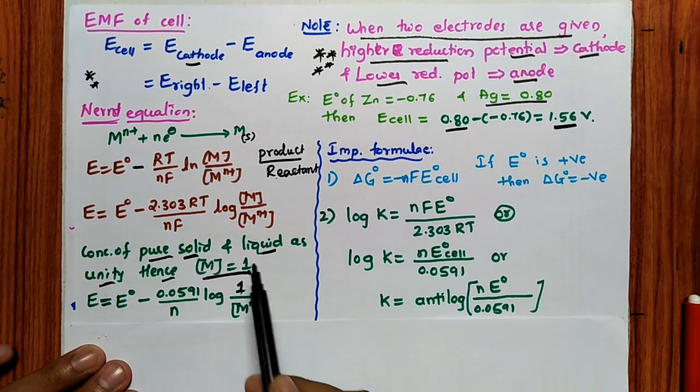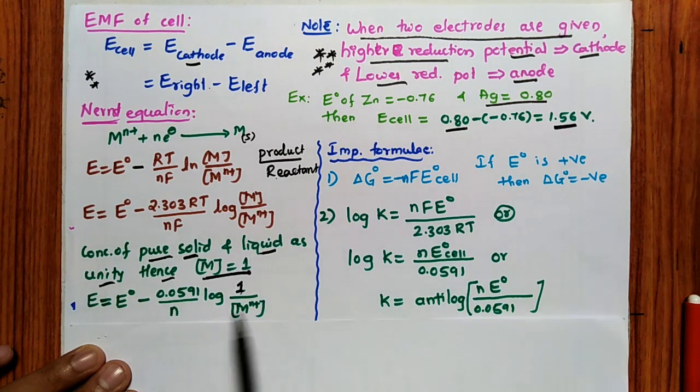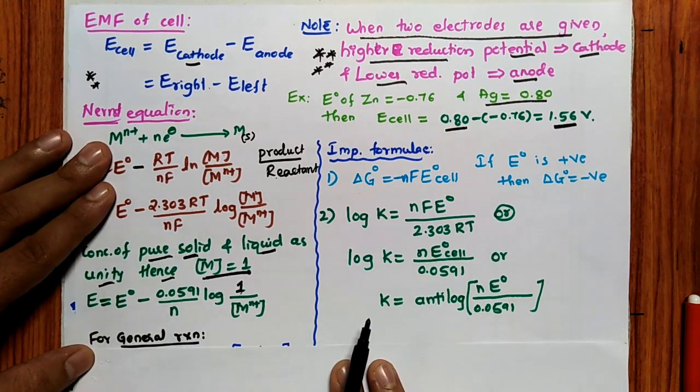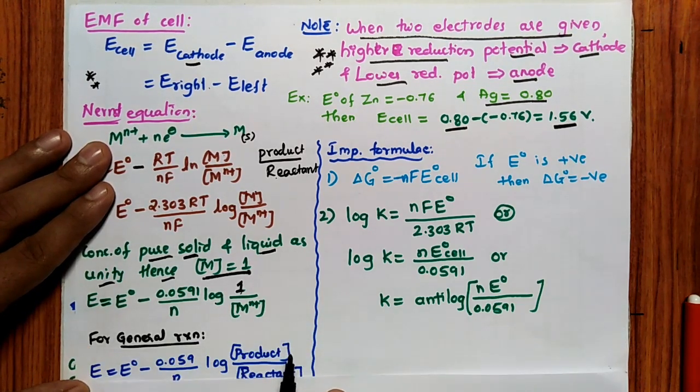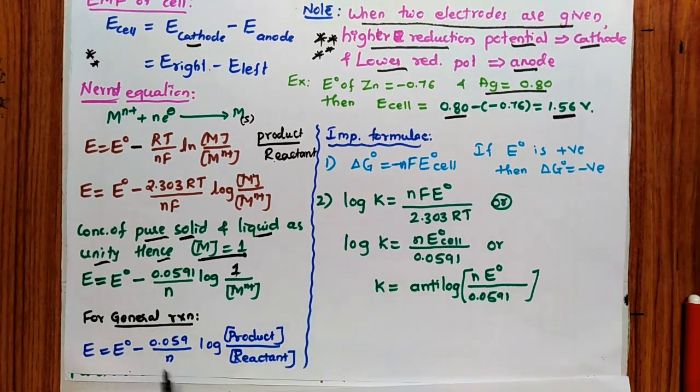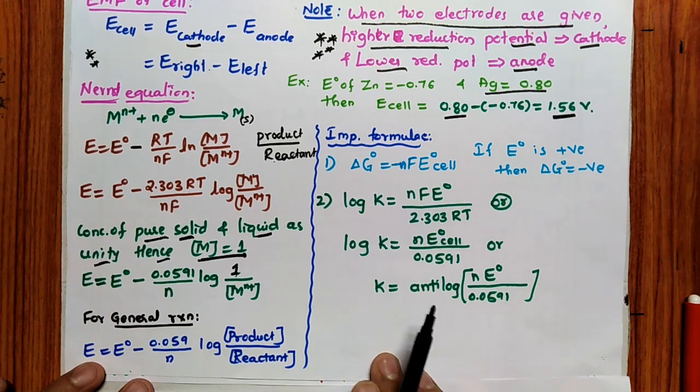So hence remember, you have taken it as 1 divided by Mn plus. So log of 1 by Mn plus, E is equal to E naught minus 0.0591 divided by N log of 1 by Mn plus. Remember that. Now for a general reaction, any general reaction, remember, E is equal to E naught minus 0.059 divided by N log of product divided by reactant. Very important.